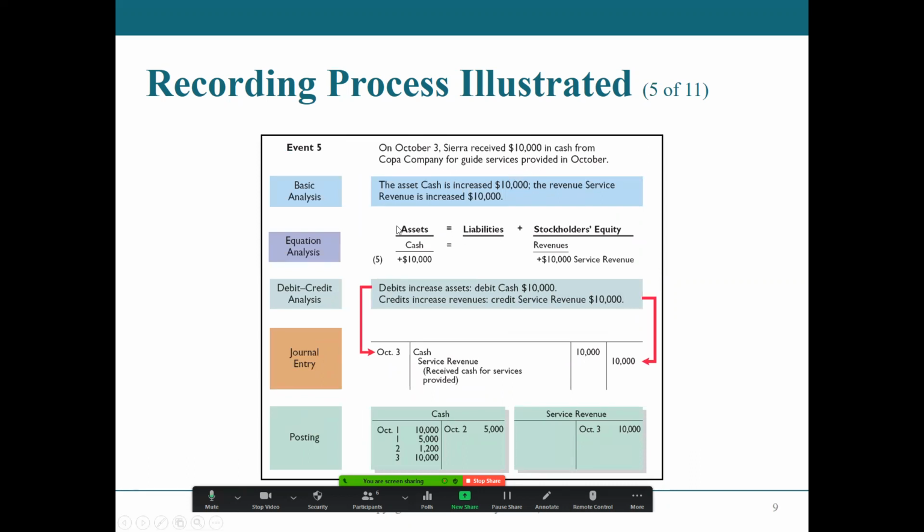All right, next event: we received 10,000 cash from the Copa company for guide services provided. Here we've actually earned this money. Our cash increases by 10,000 and our service revenue increases by 10,000. Cash is an asset, so it increases with a debit. Service revenue is a revenue account, so it increases with a credit. So we'll debit cash 10,000, credit service revenue 10,000, and then we'll post that to the ledger.